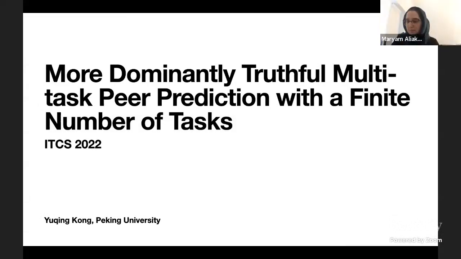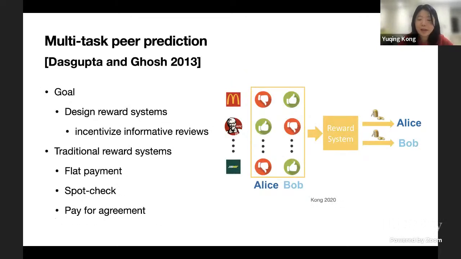So hi everyone, I'm very happy to be here to talk about my recent work. Let's start from a running example. We have several restaurants and two people, Alice and Bob. They are rating these restaurants and we want to give them proper rewards such that they provide high quality, honest ratings. In such a case, we cannot use flat payment because they can just provide garbage but get our payment. And also we cannot check their answers because they are subjective. There is no ground truth.